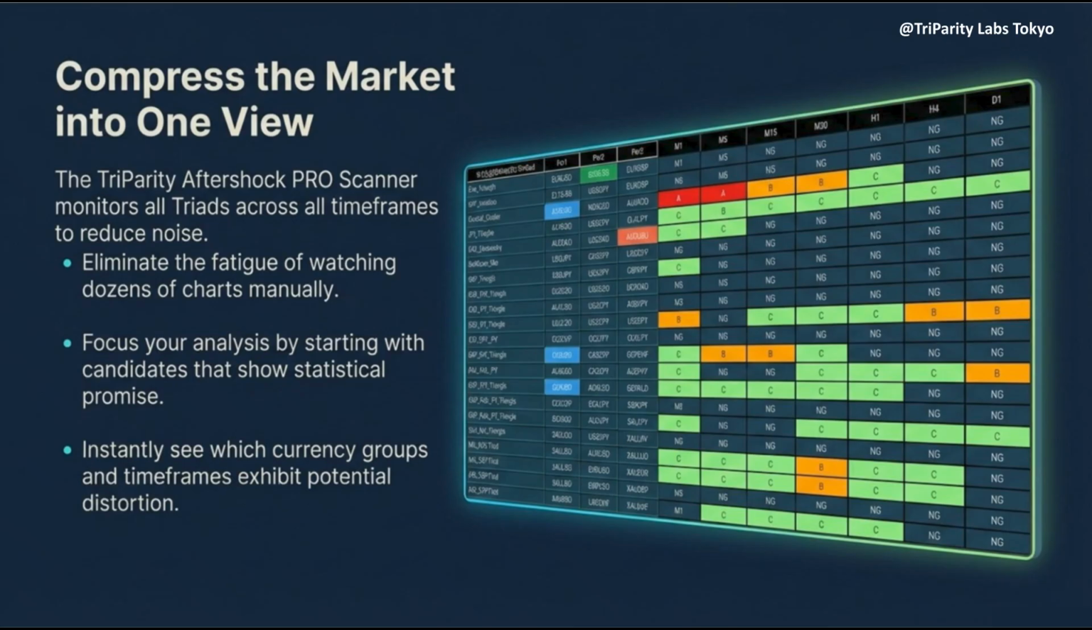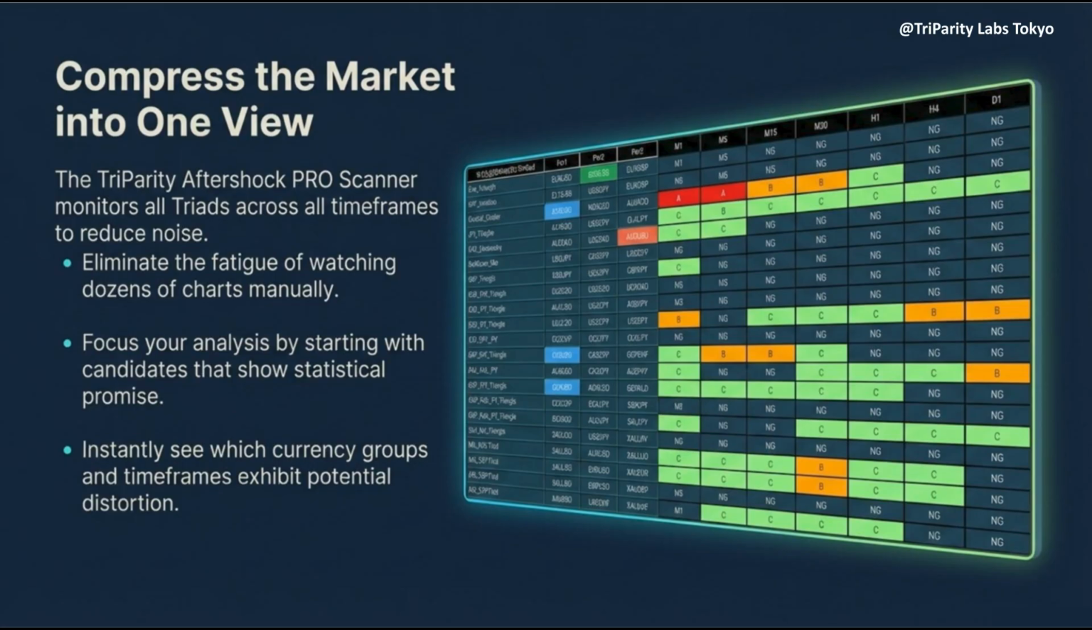Okay, that sounds great in theory, right? But how do you actually spot these aftershocks in the wild without going cross-eyed staring at charts all day? Well, that's exactly where the main tool in this system comes into play. It's designed to do one thing really well: filter out all the junk and shine a spotlight on these potential signals. The scanner's whole job is, well, compression. It takes the entire chaotic market, all these different currency groups, all these time frames, and squishes it all down into one single clean view. Right away, that's a game changer.